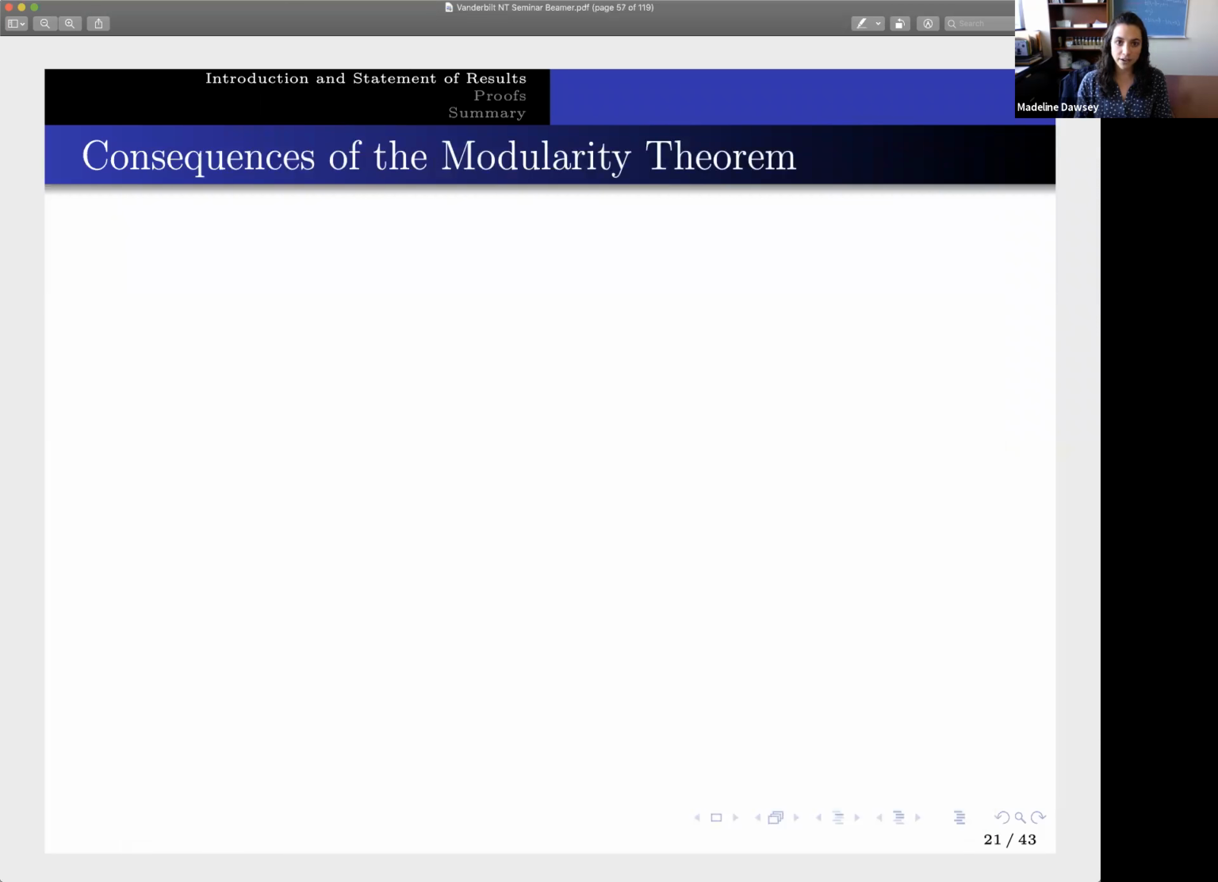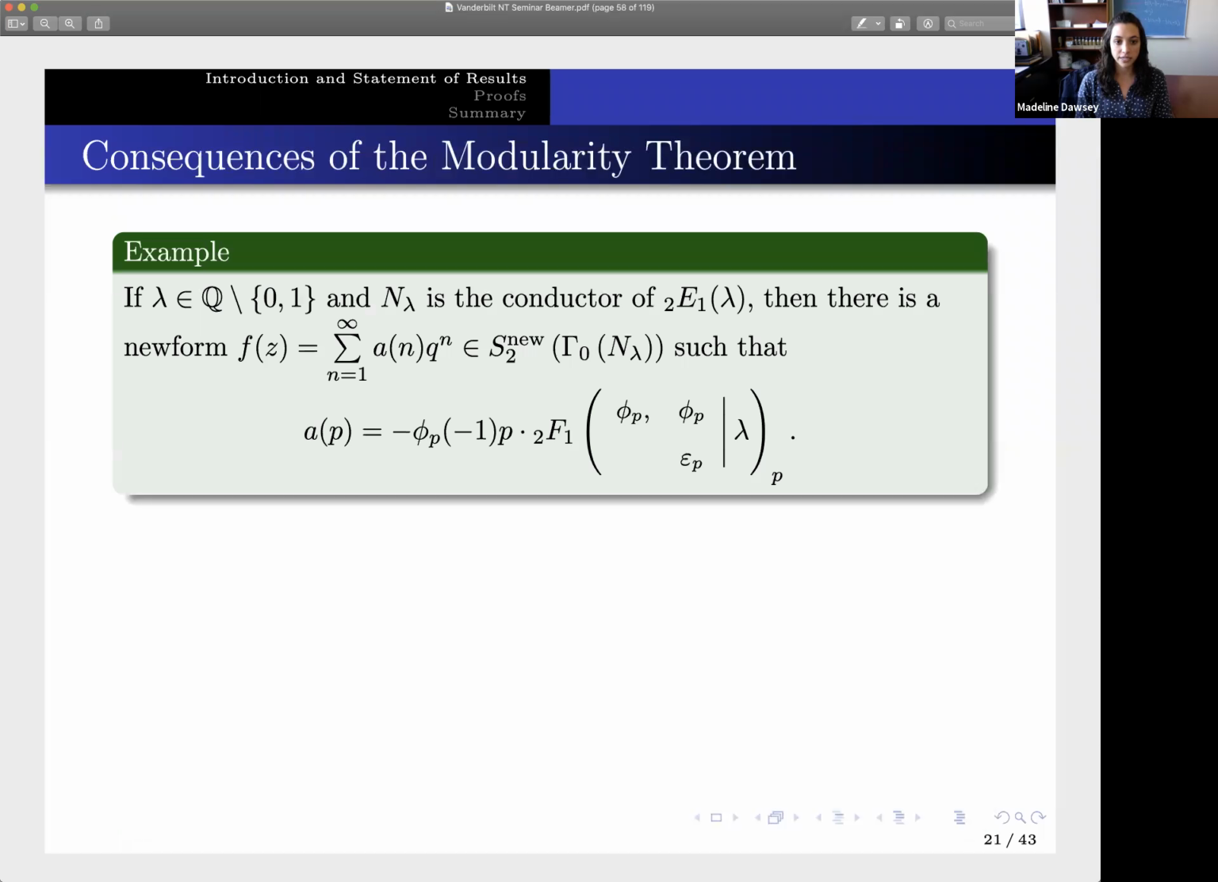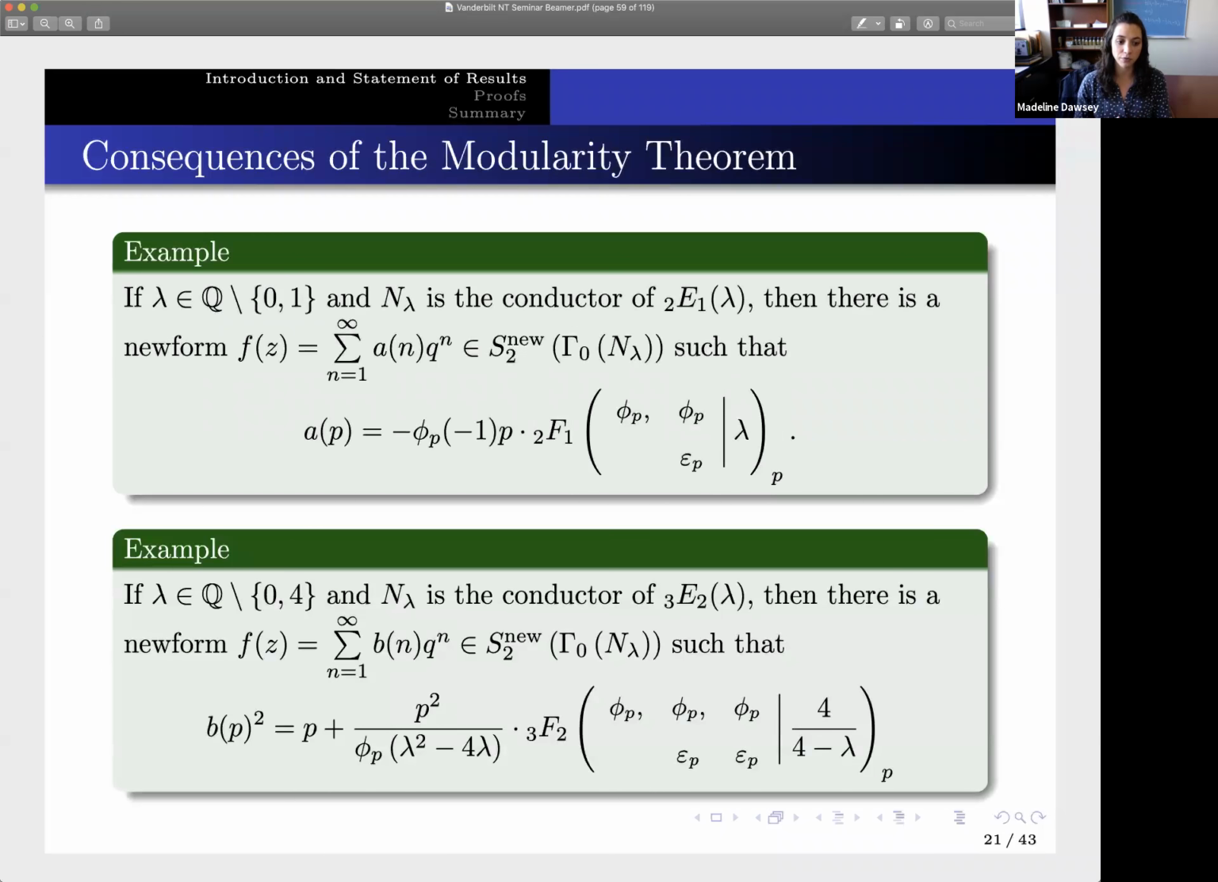And so then if you factor this through the modularity theorem, you'll get something like this. If you have a rational number lambda that's not 0 or 1, and N lambda is the conductor of that first elliptic curve we saw 2 slides ago, then there is a newform of weight 2 and level the conductor that has this formula. What the modularity theorem says is that the P Fourier coefficients match the coefficients of the L function of the elliptic curve. And so we have this formula for the coefficients. And then you can do this as well for the other one. For the other elliptic curve, we'll have the square of the coefficients, and that's related to this 3F2.